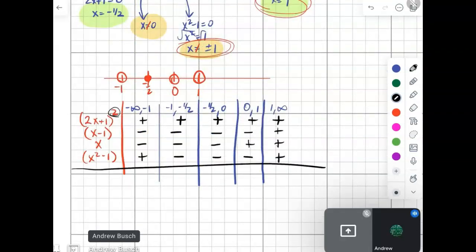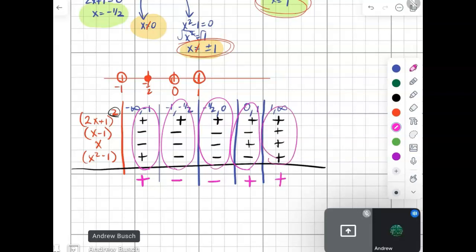You then take those symbols and you multiply them all together. So a positive and two negatives make a positive. A positive and three negatives make a negative. A positive and three negatives make a negative. Two positives and two negatives make a positive, and then four positives make a positive.